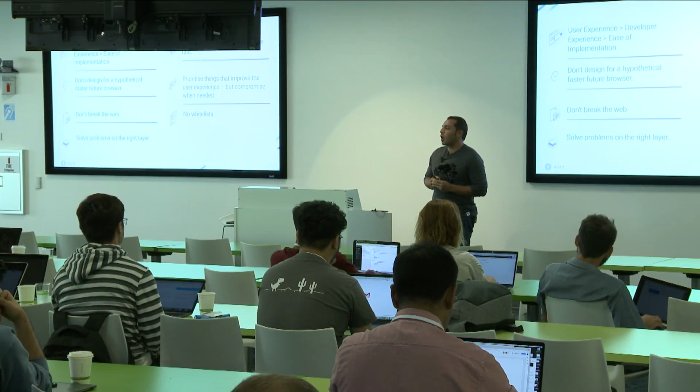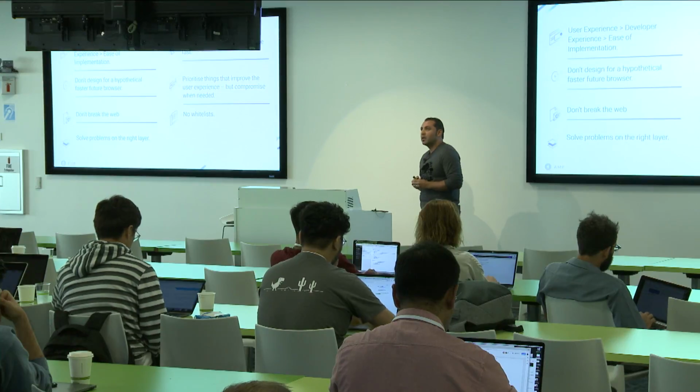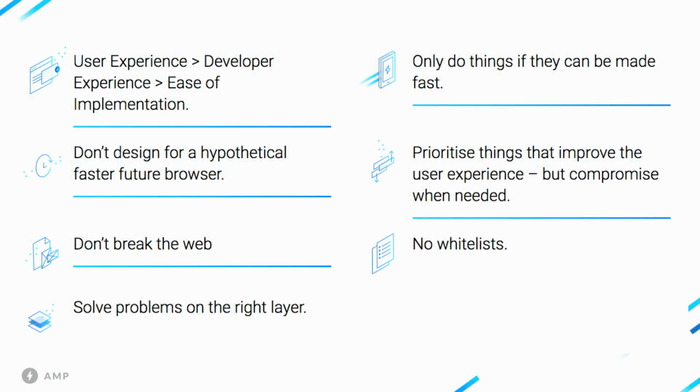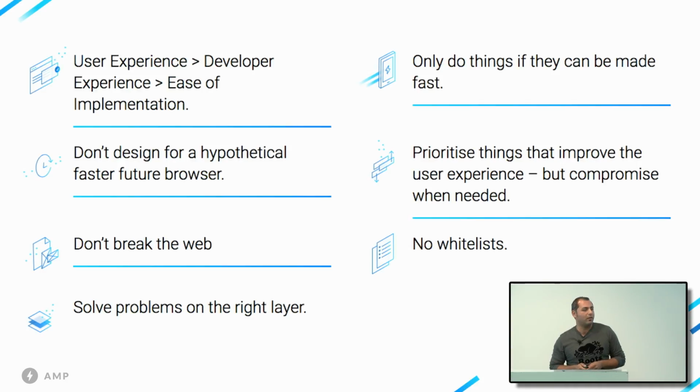If something is inherently slow, if something cannot inherently be fast, that's not what we want to do. We want to prioritize user experience, but sometimes we have to compromise this, and that's OK. And that sort of goes back to this principle of not designing for a hypothetical faster future browser. Sometimes we have to make compromises, and that's fine. And we don't want to have a whitelist.